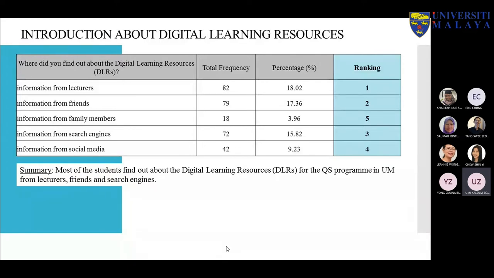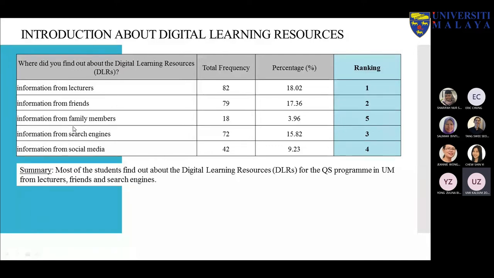So most of the students find out about the digital learning resources from the lecturers, friends, and the search engine. If you can see this ranking, you can see that the highest ranking is from the lecturers, and this is followed by the friends, social media, search engine, and the family members.